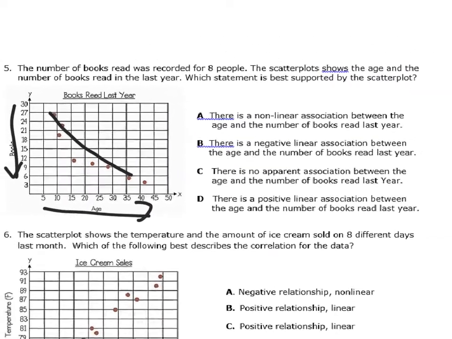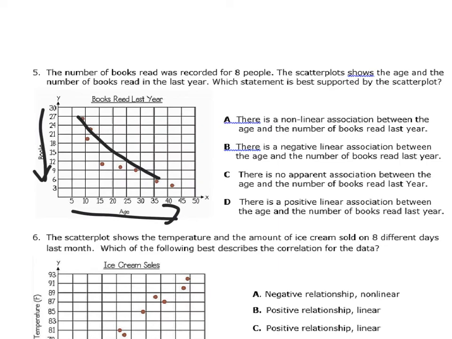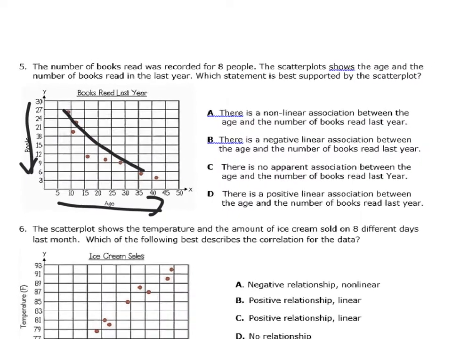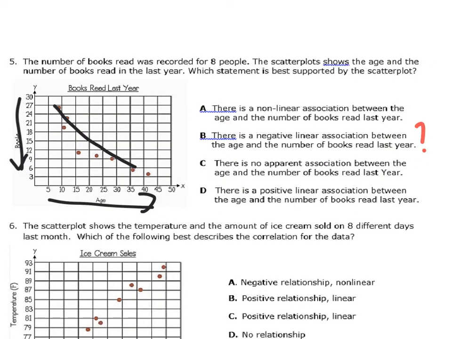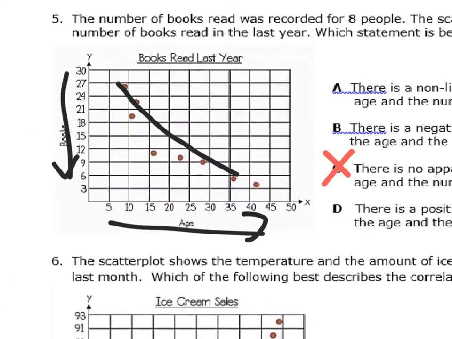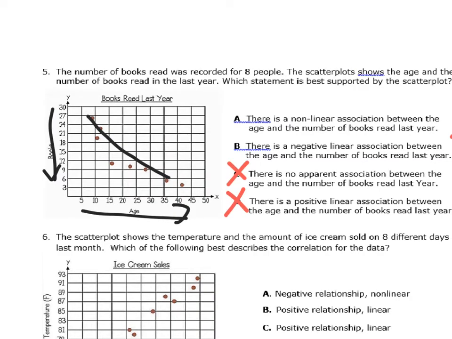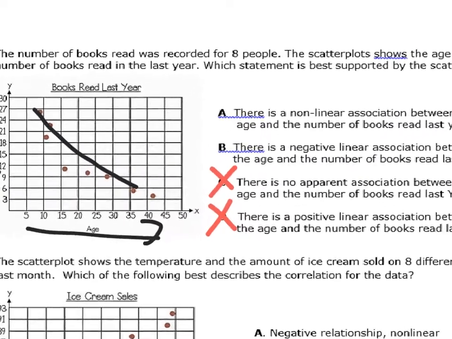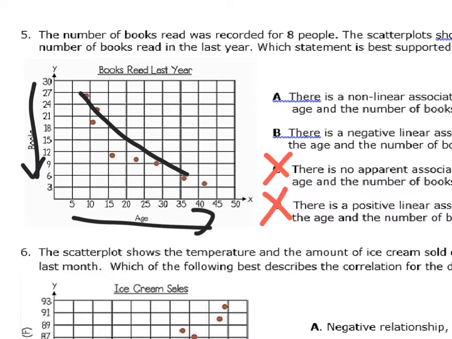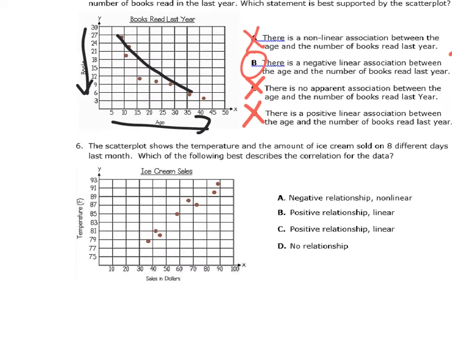So let's see. There is a nonlinear association between the age and the number of books read last year. There is a negative association between the age and the number of books read last year. That's what we thought it was. There is no apparent association. No, it's not scattered enough. And there's a positive linear association between the age and the number. We know it's not positive because as age increases, books decrease. So that would be negative. So generally, it looks like a straight line. So I'm going to go with A. Oh, I'm sorry, with B. I'm going to cross out A and go with B because it looks linear.